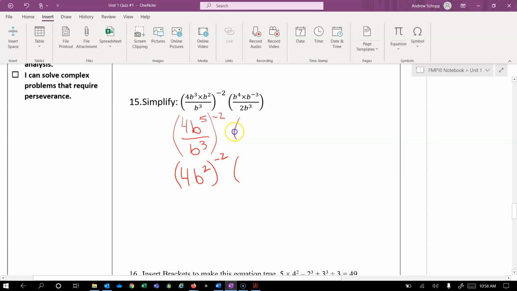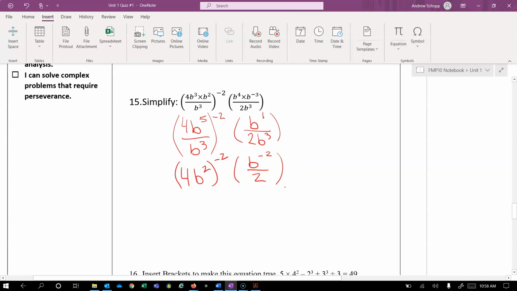On the right hand side, I can multiply the numerator, so b to the power of 4 times b to the power of negative 3. We would add the exponents. 4 plus negative 3 leaves us with b to the power of 1 all over 2b to the power of 3. Next step, we can simplify the values of b here. So b to the power of 1 divided by b to the power of 3. We'll subtract the exponents, and we end up with b to the power of negative 2 all over 2. Don't forget the 2 still stays there in the bottom.